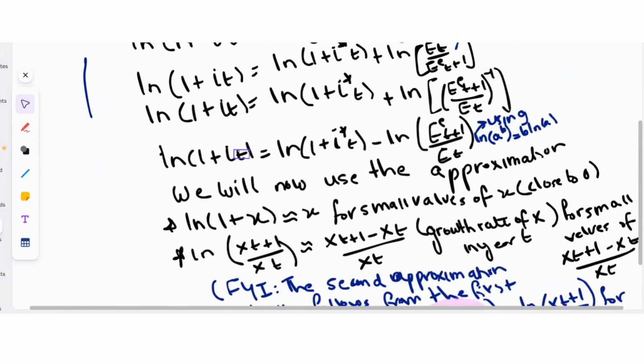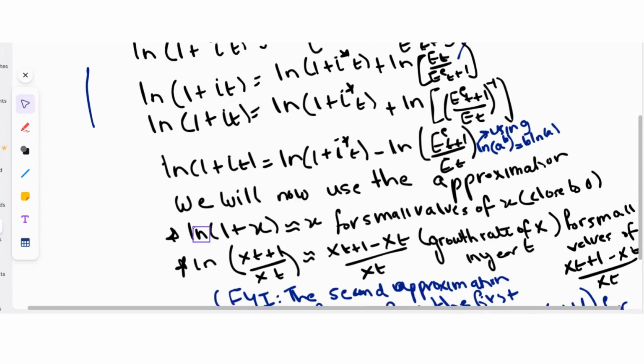This allows us to write ln(1 + i_t) approximately as i_t, and ln(1 + i*_t) approximately as i*_t, for small values of i_t and i*_t respectively. And then we're going to use the fact that the growth rate of any variable can be approximated using logs as well, where (x_{t+1} - x_t)/x_t, which is the growth rate of x in year t, can be approximated as ln(x_{t+1}/x_t). So here ln(E_{t+1}/E_t) is approximately the same as the growth rate of the exchange rate in year t, right? So it's (E_{t+1} - E_t)/E_t, right?